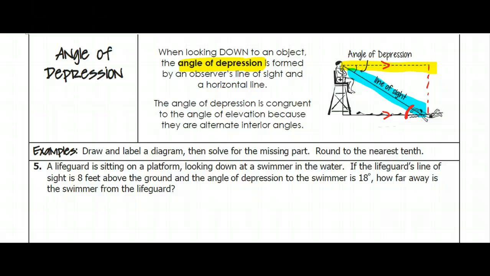Number 5 says a lifeguard is sitting on a platform looking down at a swimmer in the water. If the lifeguard's line of sight is 8 feet above the ground and the angle of depression to the swimmer is 18 degrees, how far away is the swimmer from the lifeguard? So let's draw a diagram here.